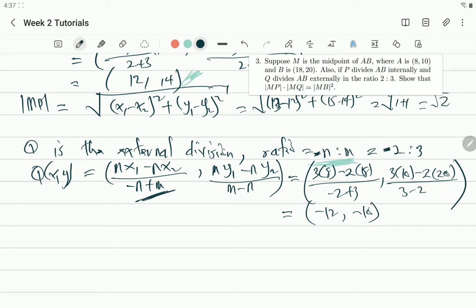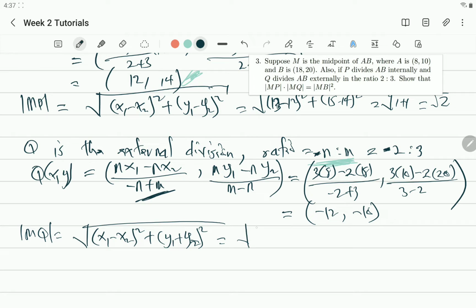So we now can go ahead and calculate for MQ, which we already know the formula as square root of the difference in the x coordinate squared plus the difference in the y coordinate squared. So all I have to do is to evaluate, do the substitution. Remember, we are using m and q. Q is what we just solved here. And remember that m from the question we solved is actually 13 and 15, right?